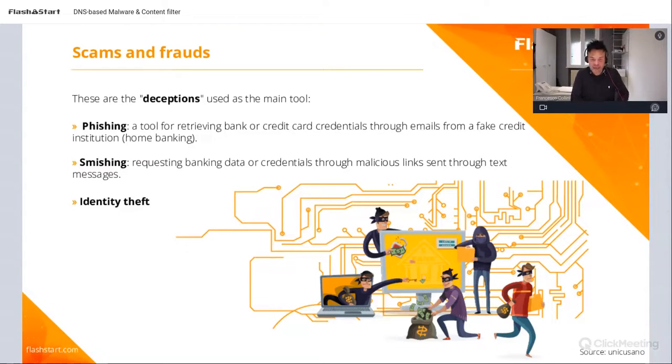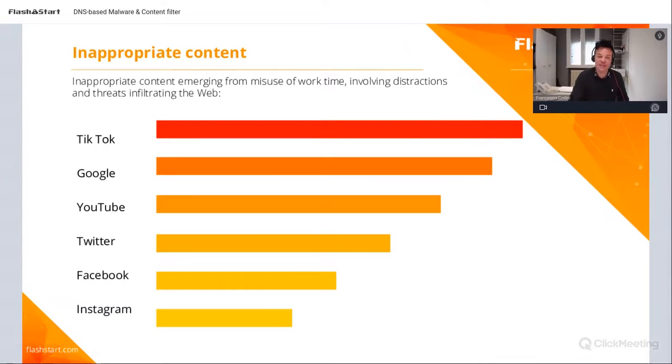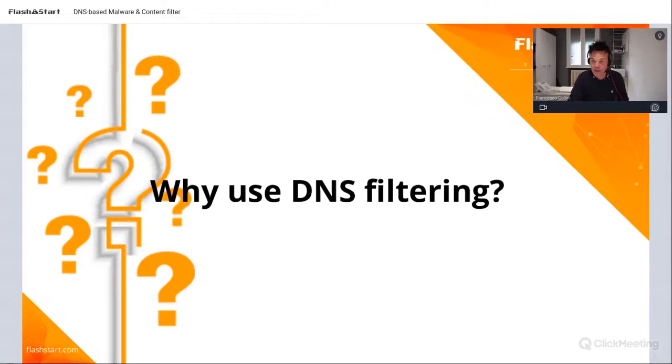Scams and frauds are the second most important vector of attack: phishing, smishing, and identity theft. We have a very good and strong partnership with the globally important phishing blacklist producer, Scam Advisor. We'll talk about it later. Here we can see the most accessed domains with our 2022 yearly data: TikTok, Google, YouTube, Twitter, Facebook, and Instagram.